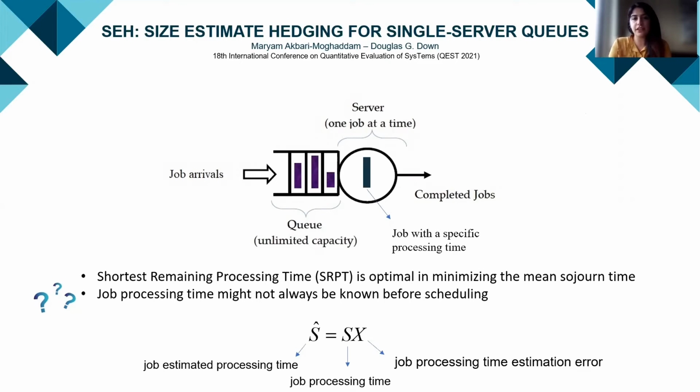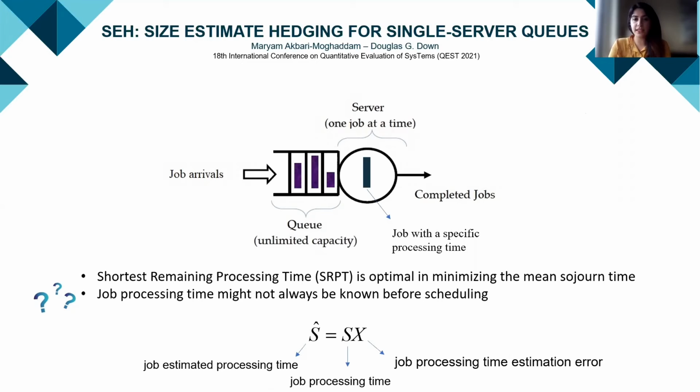In a single server queue where only one job at a time can be processed, the shortest remaining processing time, or SRPT, policy is optimally minimizing the mean sojourn time in the system, which is the expected amount of time that a job needs to wait in the system before being completed.